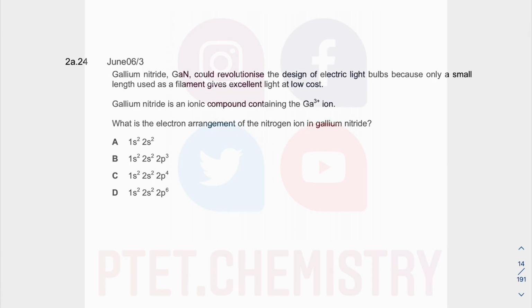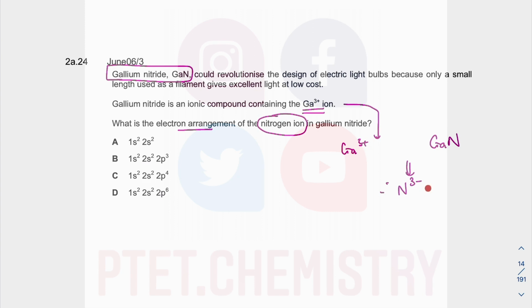In this next question, we have gallium nitride. Not sure if you have heard about the new kind of battery charger. Gallium nitride makes chargers for computers and laptops much smaller. In fact, there are much higher density batteries these days based on gallium nitride technology. So gallium nitride is an ionic compound containing Ga3+ ion. Now you want the electron arrangement of the nitrogen ion. If you have Ga3+ and GaN which has no charge, therefore your nitrogen must be 3 minus for the 3 plus to balance out the 3 minus.